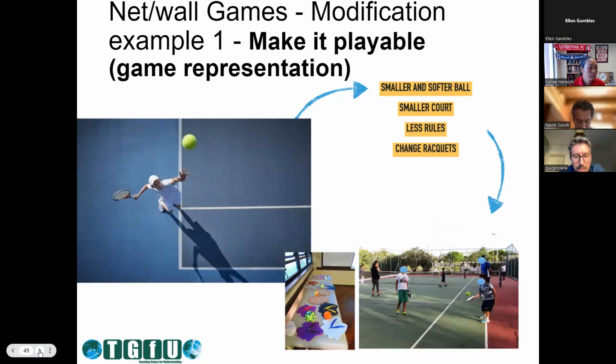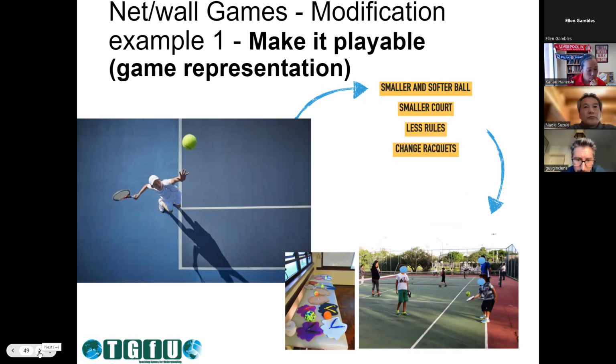How? By changing the game, using softer and slower balls, which allow children time to reach the ball and adjust the body so they can hit the ball. I use a smaller court because the official court will require a lot of power for the kids to hit the ball to the other side.